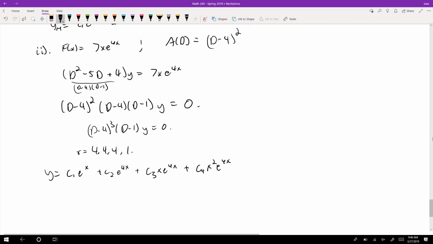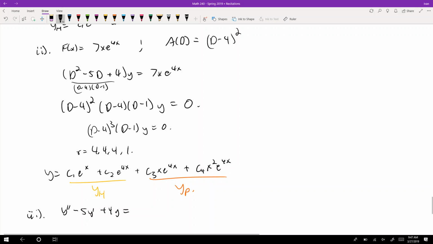But now what? Okay, so what is this first part? This first part is the homogeneous, right? This is YH. So this last part, this is YP. So notice, YP isn't as simple as just factoring d minus 4 squared, right? You actually have to apply it to the original equation. So YP is that.